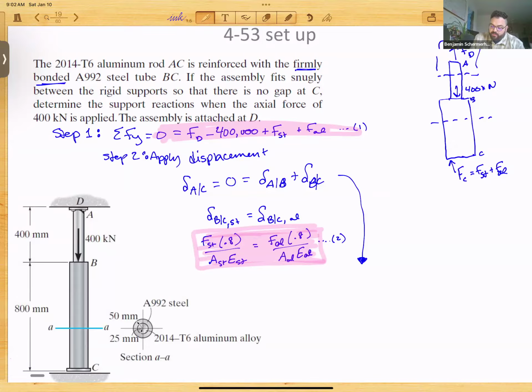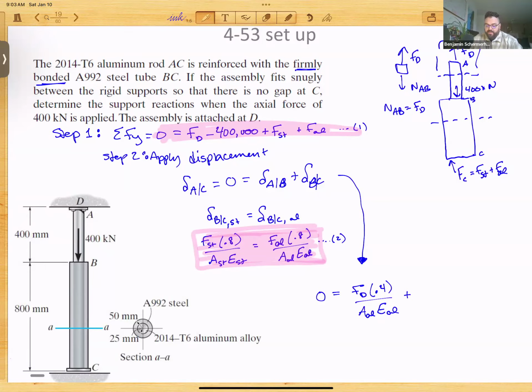So if we're slicing in that first region to get our internal loading for NAB, our internal loading in that region is just going to be equal to that force up at the top. Looking in that lower region, we see that our force is going to end up being in compression for the aluminum, so we're going to account for that. But our displacement for AB is going to be F D times 0.4 over the area of the aluminum times the modulus of elasticity for the aluminum.